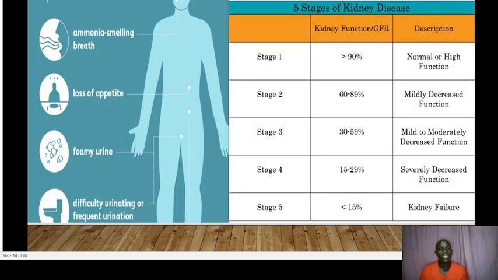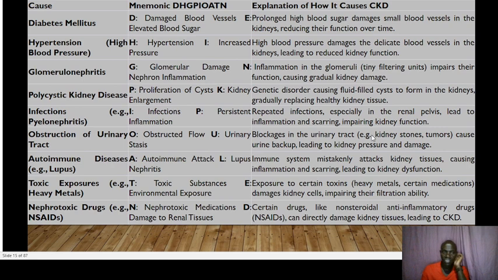So the patient will present with an ammonia-smelling breath. The patient will have loss of appetite, foamy urine, and difficulty urinating or frequent urination. There are 5 stages based on the GFR, where stage 5 is when somebody has 25% of the kidney function, and this is automatically kidney failure. Okay, correct, guys. So look at the causes now.